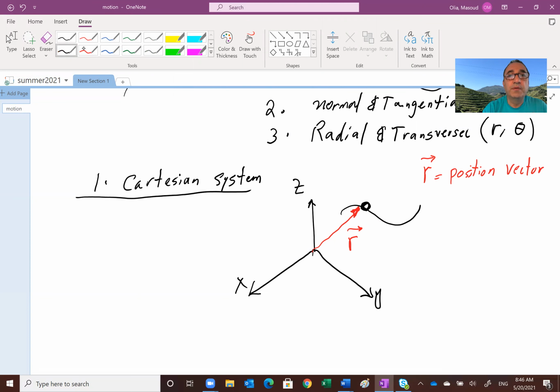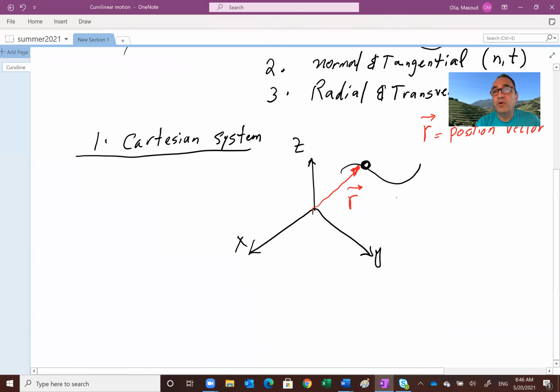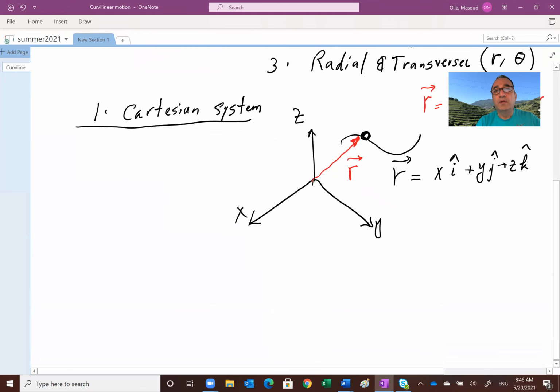And this R, let me move this up for you. This R, in general, has what? Three coordinates: xi plus yj plus zk, right? So it has an x component, y component, and z component. Now, we want to define velocity. What is velocity? Velocity is the rate of change of position vector R, kind of like in rectilinear motion.